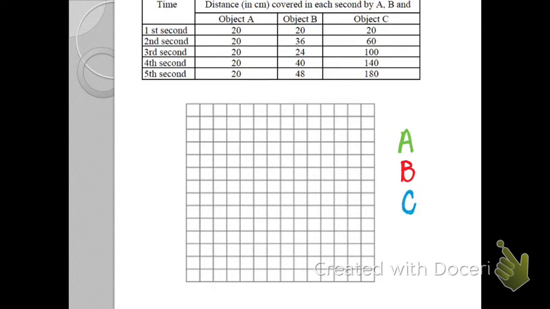Okay, let's read up here. This graph that we're looking at says that we've got a distance in centimeters covered by each second and objects A, B, and C. Okay, so let's go ahead and make our labels and our title. I'm going to label the y-axis as displacement. And what will my units be? Centimeters. Very good. Centimeters.